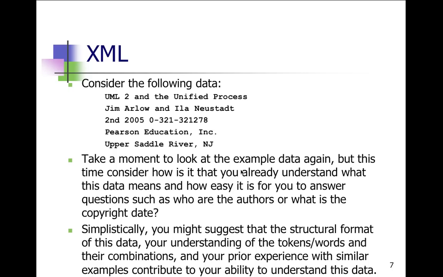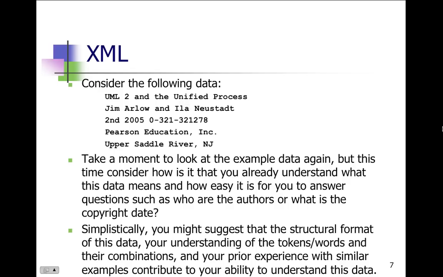And here's our example. So consider the following data. UML2 and a unified process, and it looks like a name and another name and a date and a bunch of information. If you take a look at the example, it's kind of time consuming to understand the bits and pieces because there's no meaning associated with it. It's just a bunch of data thrown at us. How easy is it to answer the question, who are the authors, or what is the copyright date? You could probably guess by looking. This looks like the copyright date. These guys look like the authors. That looks like the name of the book.